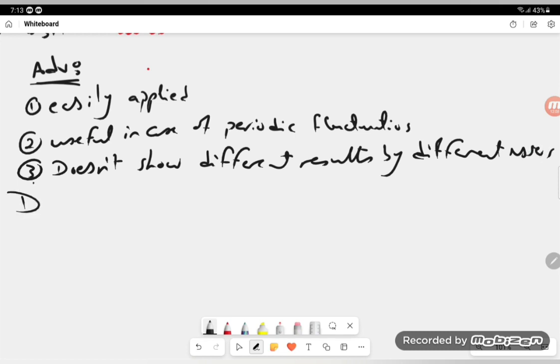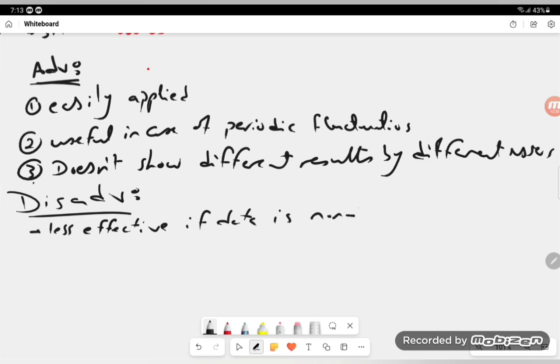So what are the main disadvantages of using this method? Number 1, less effective if the data is non-periodic. Say, for example, you have data for year 2000, and then 2003, and then 2004, and then 2009. So it's non-periodic data. It's not an annual or semi-annual data. So in this case, this method will not be an effective one.